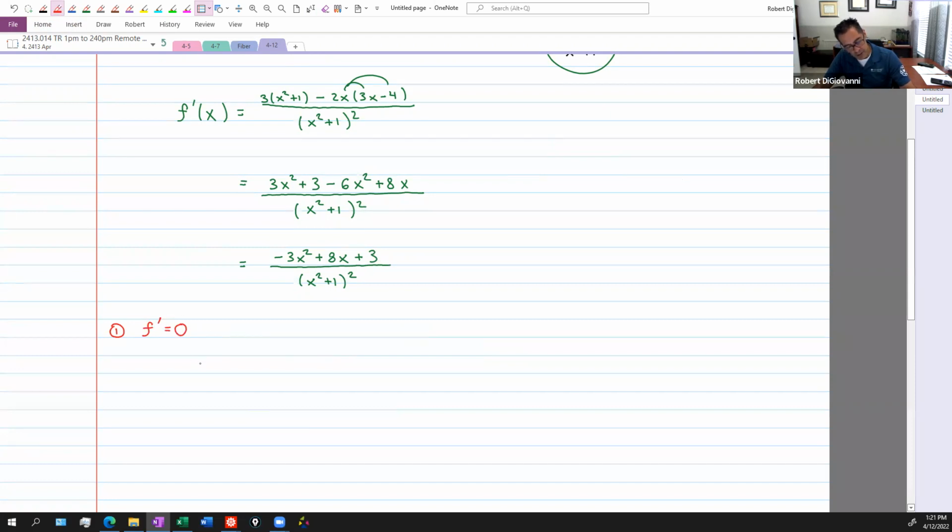Because my derivative is a single fraction, I only have to look at where the numerator is 0. So this really just means I have to set negative 3x squared plus 8x plus 3 equal to 0. That is a quadratic equation, and I'm free to use any technique I have for that, including the quadratic formula if I need it to. I think it factors though. Let me see if I can get this to factor. I hope it factors.